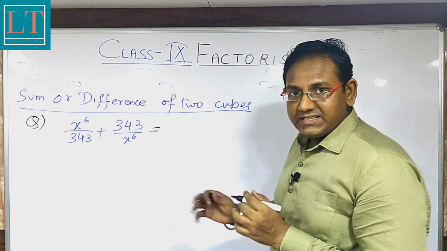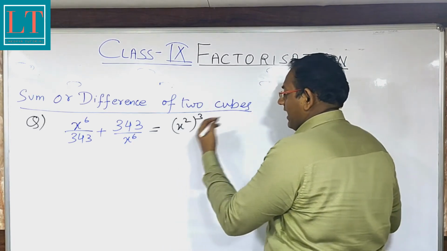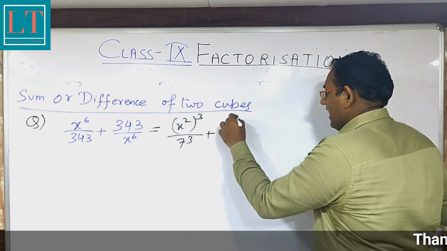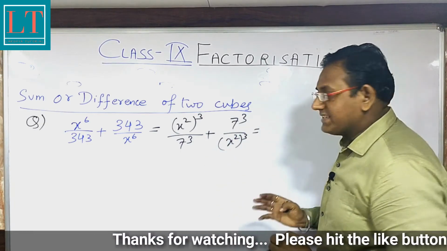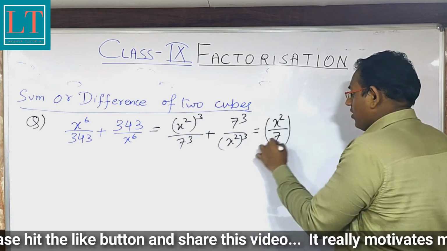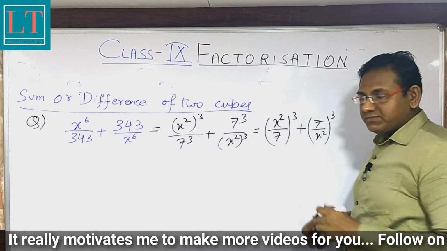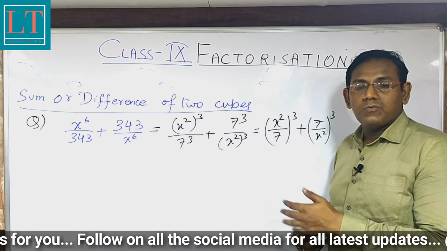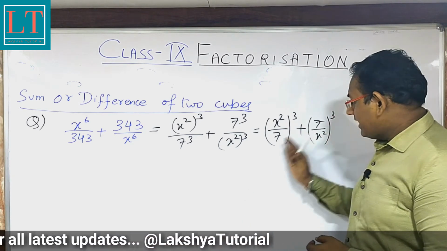So we are expressing the x to the power 6 as x square whole cube, and 343 as 7 cube. Similarly, the other 343 is 7 cube and the other term is x square whole cube. The next step is to bring them in whole cube form. We write x square by 7 whole cube plus 7 by x square whole cube. So this becomes the a cube plus b cube form, and we can apply the formula a plus b, a square minus ab plus b square.